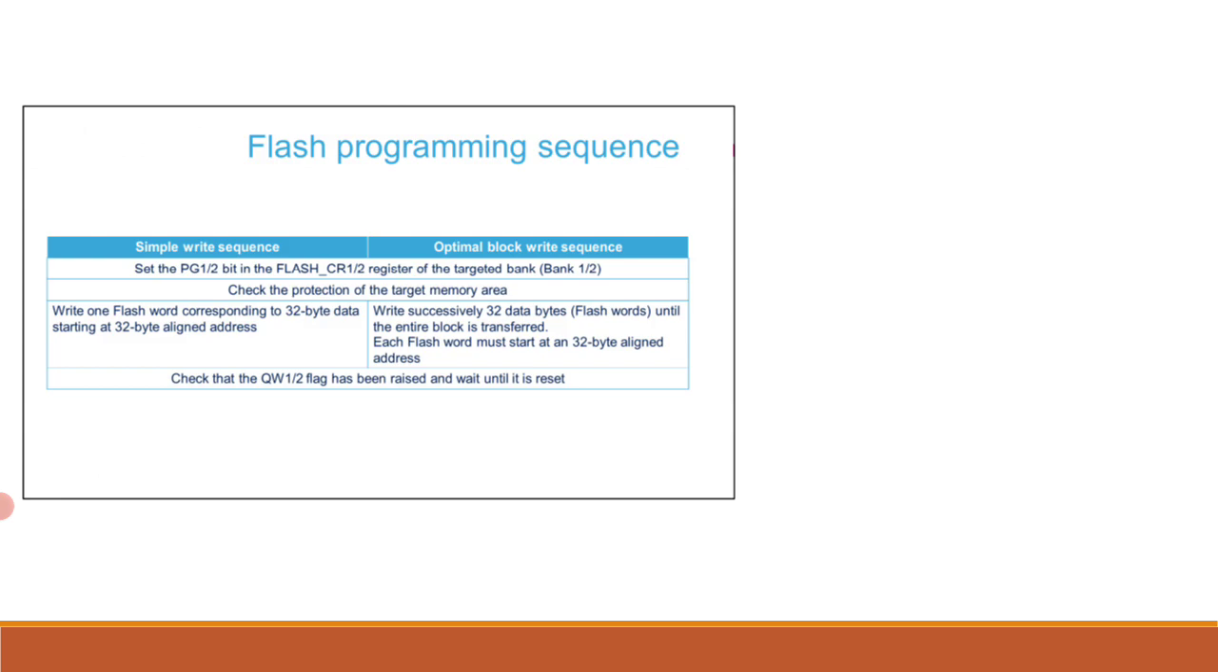Step 4 is to check that the QW1 or QW2 flags have been raised and wait until they are reset. This sequence can be used to program a block in flash memory.